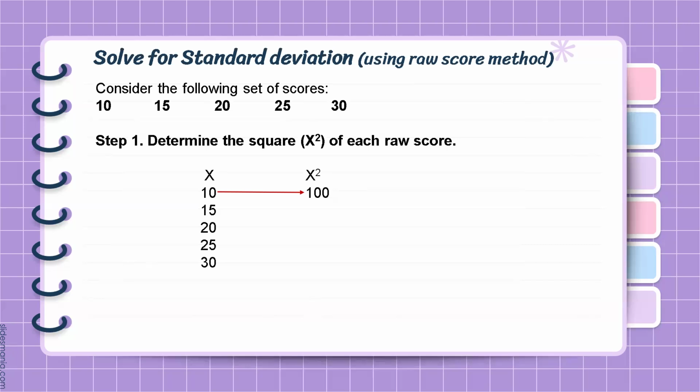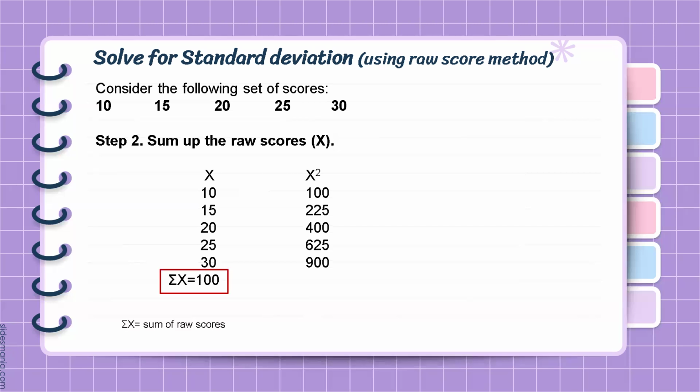Let's consider the following set of scores: 10, 15, 20, 25, and 30. Step 1. Determine the square of each raw score. So 10 squared is equal to 100. 15 squared is equal to 225. 20 squared is equal to 400. 25 squared is equal to 625. And 30 squared is equal to 900.